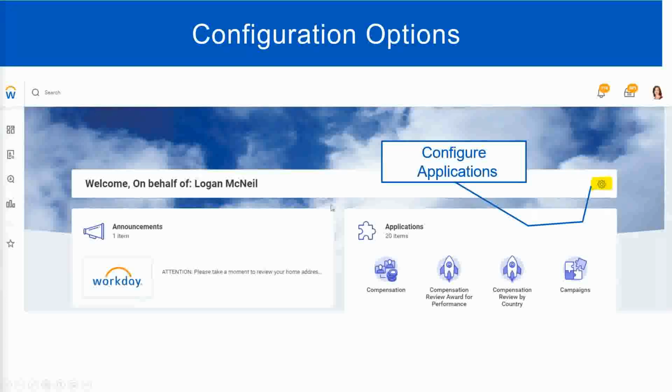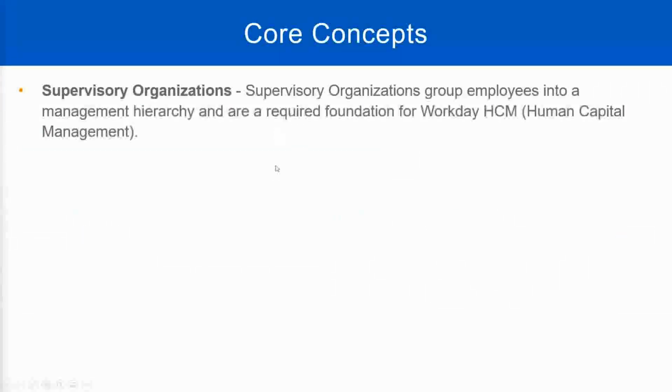Now, as we will start discussing our core concepts, let's quickly do a high-level discussion on what are the 6 core concepts of Workday HCM. Okay, there are 6 core concepts. The first one is supervisory organizations. You will hear of supervisory organizations a lot as part of this particular training. Supervisory organizations are used to group the employees into a management hierarchy. Right, who reports to whom?